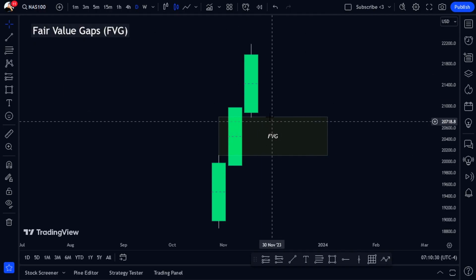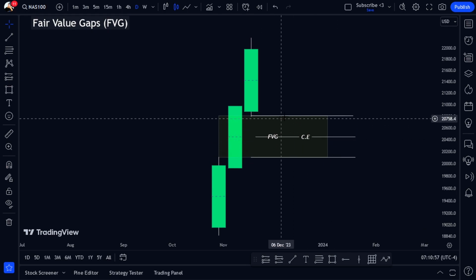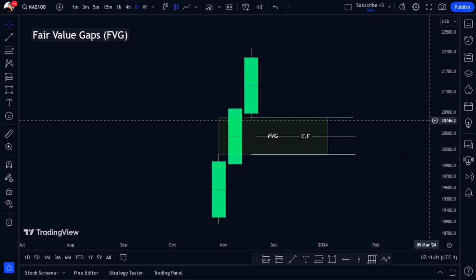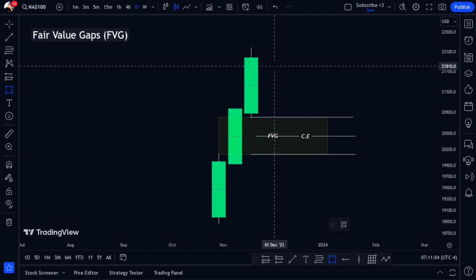Now, when a fair value gap is created, I am looking at three important things about that fair value gap, which would be its open, close, and CE, which stands for consequent encroachment or 50% of a fair value gap.